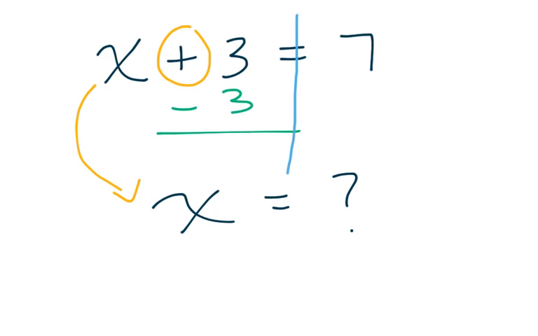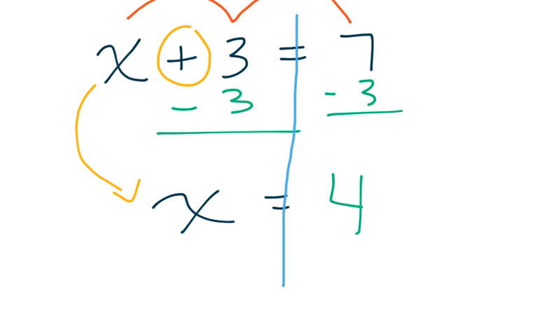Well, if we think about it as two sides to a scale, if you subtract 3 from the one side, you have to also subtract 3 from the other side. Therefore, 7 minus 3 would equal 4. And if I plug this back in to my equation, 4 plus 3 equals 7.